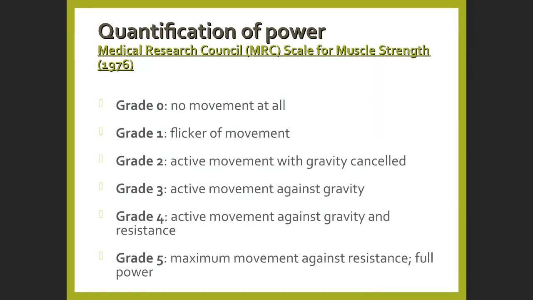And for grade 2, there's active movement with gravity cancelled, so usually in the horizontal plane. For grade 3, there's active movement against gravity, but not against resistance. Grade 4 means that there's active movement against gravity and resistance. And grade 5 means that there's maximum movement against resistance, full power.